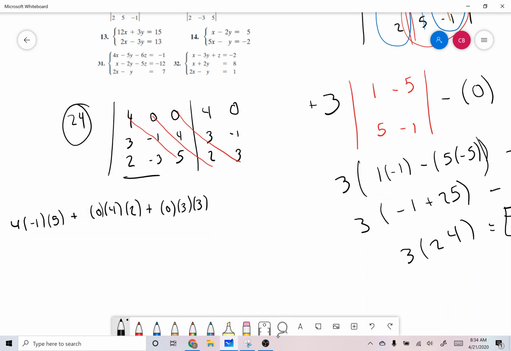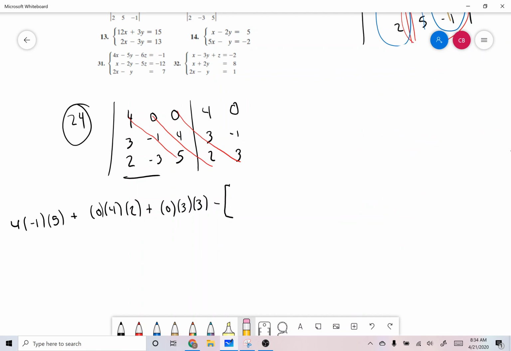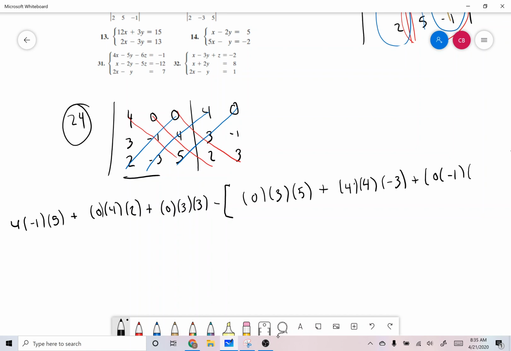Then we are going to do minus, and I'm going to put a big bracket around this just so that I can keep space. We're going to do the ones starting in this corner, going backwards. These ones, and these ones, 3 of them. So we've got 0 times 3 times 5, plus 4 times negative 3, and then plus 0 times negative 1 times 2. That's that one. Okay, so that's taken care of.